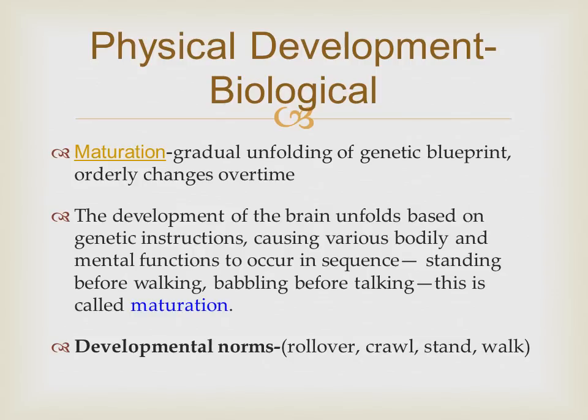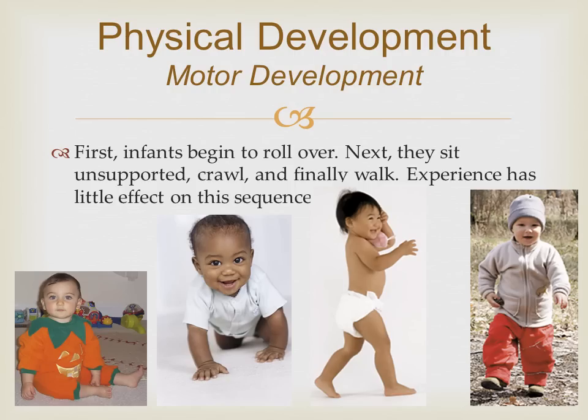Okay, some developmental norms are rolling over, crawling, standing, walking, which we talked about. So here's a picture: first infants begin to roll over, next they sit unsupported, they begin to crawl, and finally they begin to walk. Okay, experience has little effect on the sequence. So another thing that you're going to notice is this is the sequence that they have it in, but some kids can have the events happen at very different time periods.